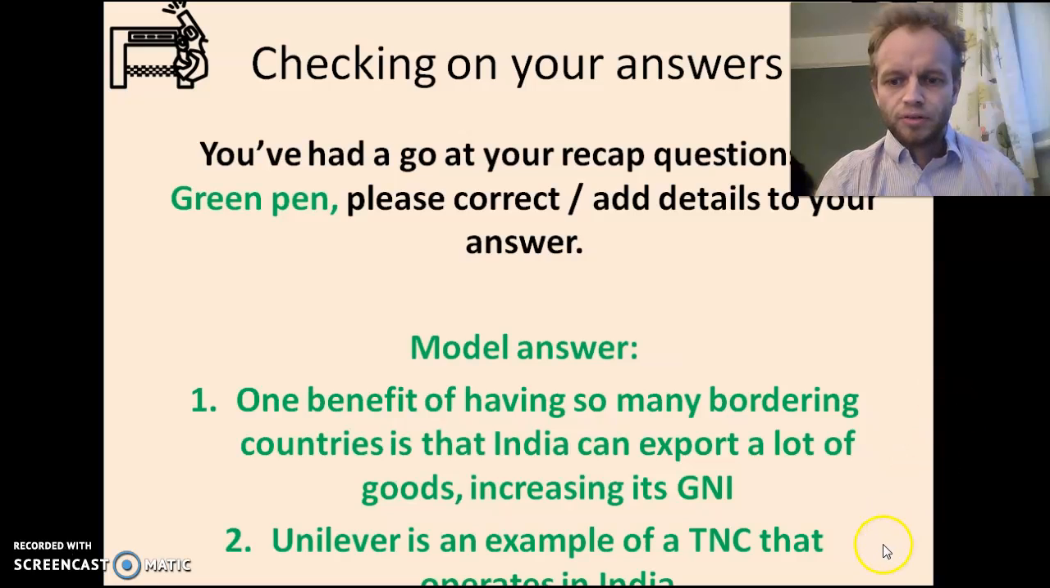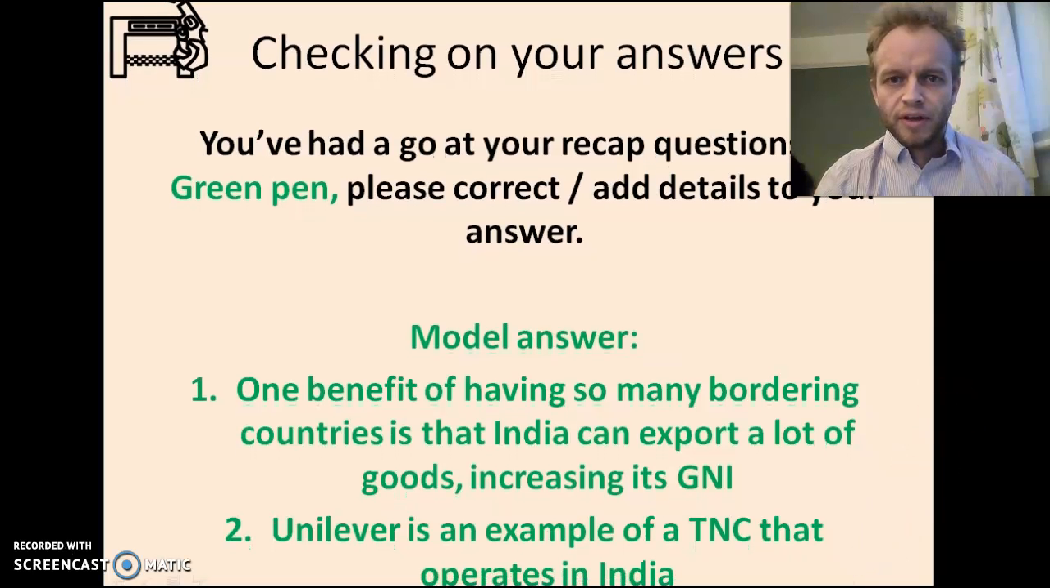Okay, so a couple of model answers for you. Now that you've done that, we want you to think about what kind of things you've said for that answer. So answer to question one: a benefit of having so many bordering countries is that India can export a lot of goods, and this increases its GNI, so gross national income. And then last lesson you should have done a piece of work about Unilever, thinking about the positives and negatives of TNCs in India. So Unilever is our example of a TNC that operates in India.